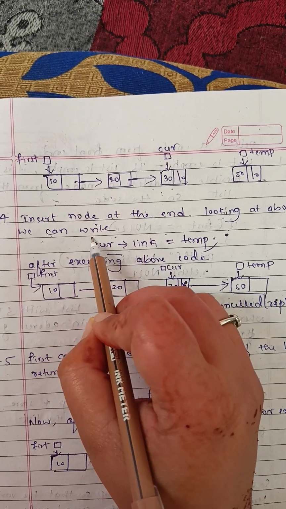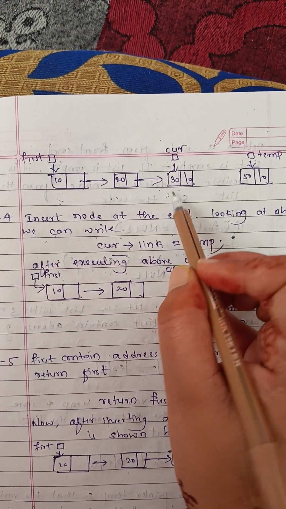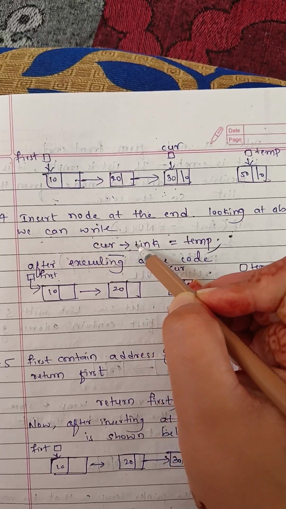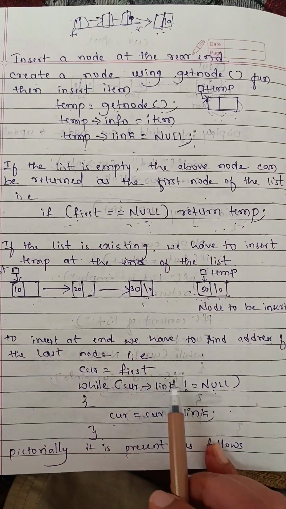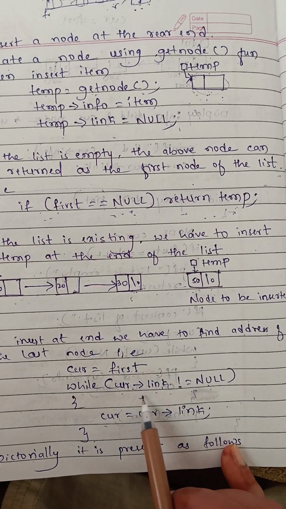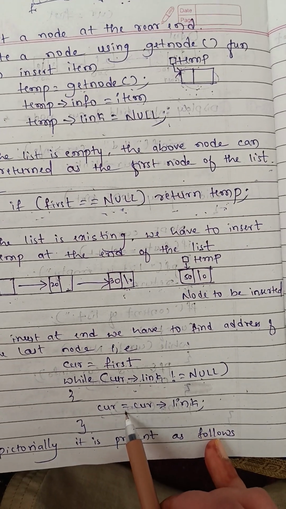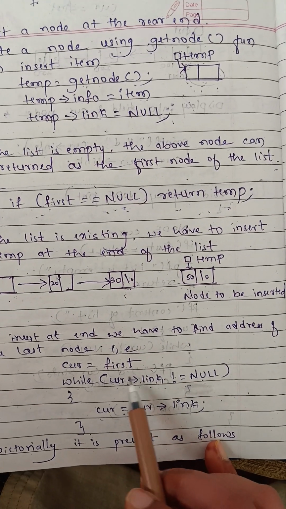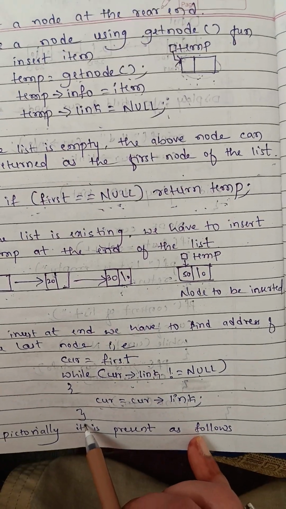Looking at the above code, while current of link is not equal to null, I can enter into the loop, right? At the last node, current of link is equal to null, so the condition fails. If the condition is true, we enter into the loop. If this condition is false, we have to write some more statements.